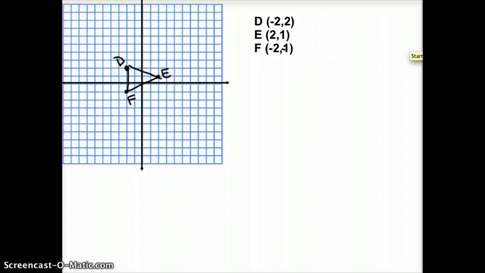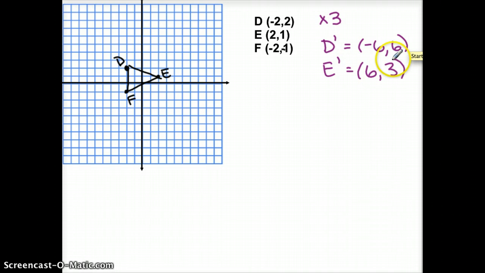So the easiest way to do this if you have a coordinate grid and you're doing it about the origin is to simply multiply your coordinates by 3. And we label our image with a D and a little mark, and we read that D prime. So if I multiply my coordinates by 3, I'm going to get them 3 times bigger. So I'm going to have D prime at (-6, 6). E prime is going to be at (6, 3), and F prime is going to be at (-6, -3). And if I graph this, now I have my new point at (-6, 6).